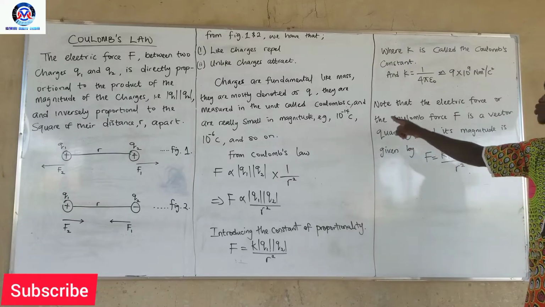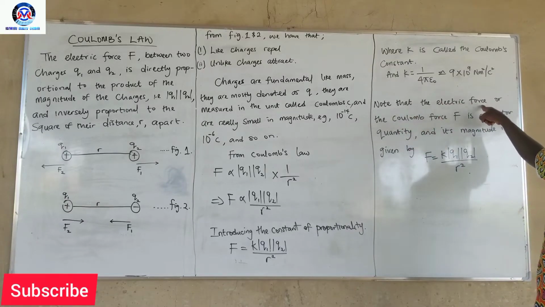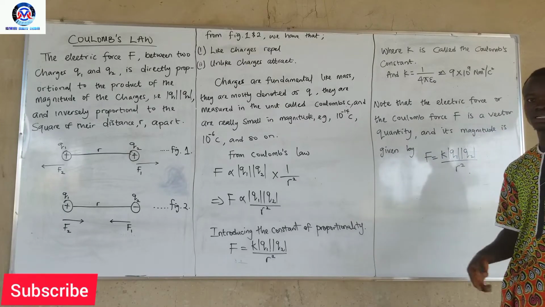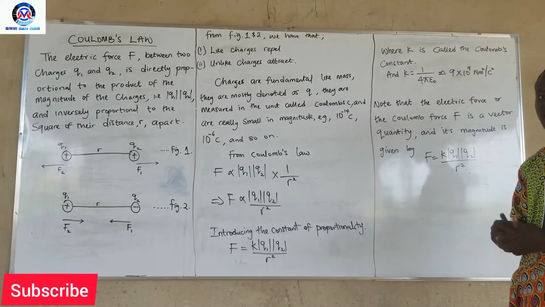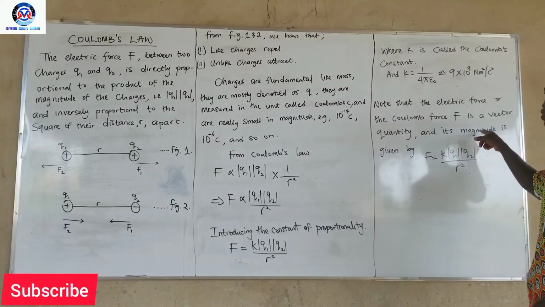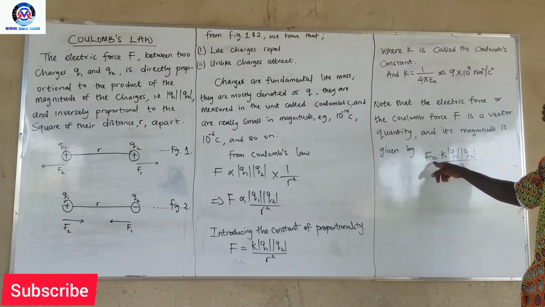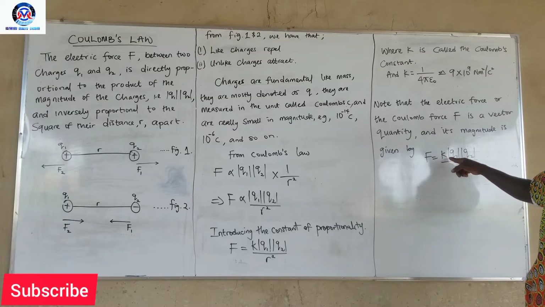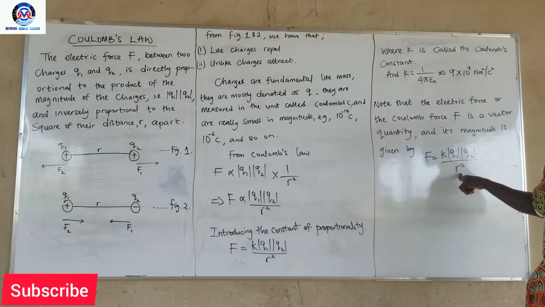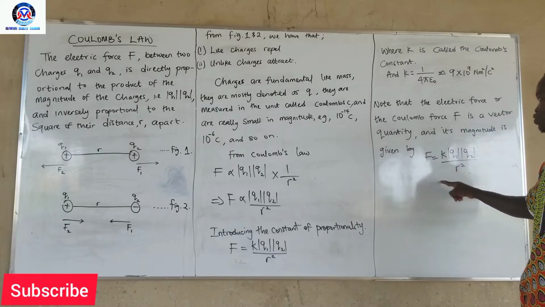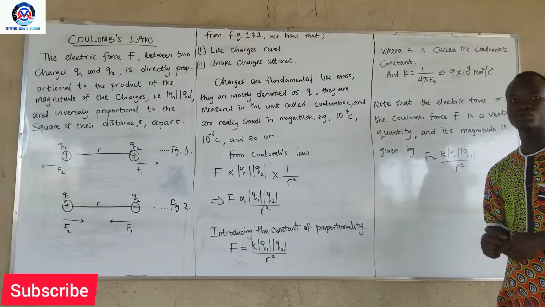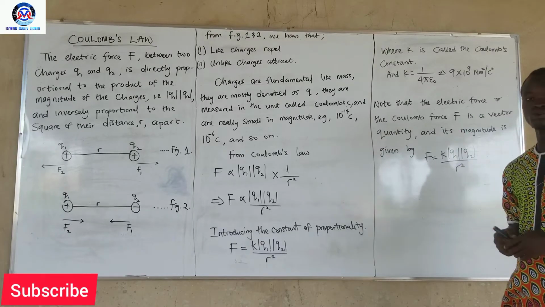Note that the electric force, or the Coulomb force F, is a vector quantity. Yes, it is a vector quantity because it has magnitude and it also has direction. And its magnitude is given by F equals k multiplied by the magnitude of Q1 multiplied by the magnitude of Q2 over r squared. This magnitude of F is given to us by Coulomb's Law. So now let's look into some examples under Coulomb's Law.